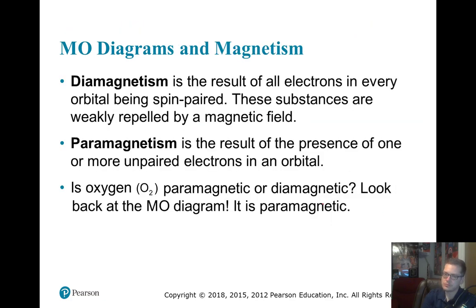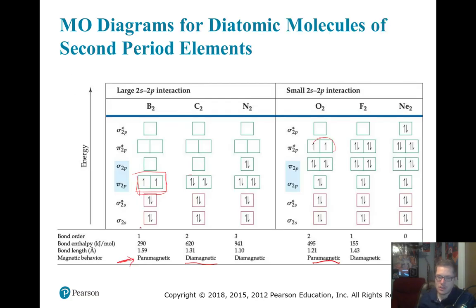Now here's what's cool about that. Diamagnetism is the result of all the electrons in every orbital being spin paired. These substances are weakly repelled by a magnetic field. Now paramagnetic compounds are the result of having one or more unpaired electrons in your orbitals, and these are attracted by a magnetic field. We can see that oxygen here, because it's got unpaired electrons, is paramagnetic.